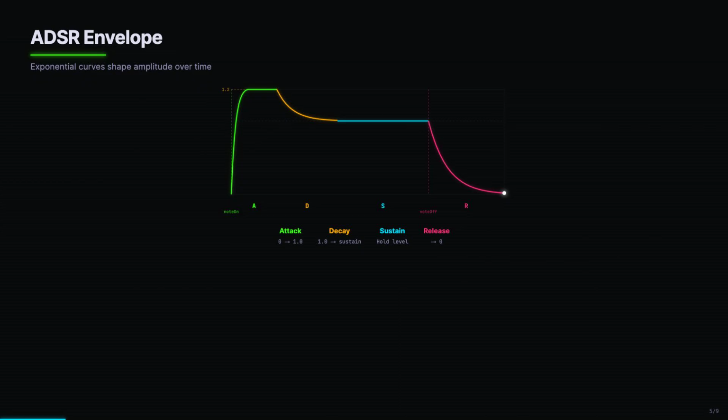Attack rises to full level, decay falls to the sustain point, sustain holds while the key is pressed, and release fades to silence. Each stage uses exponential curves, which sound more natural than straight lines.